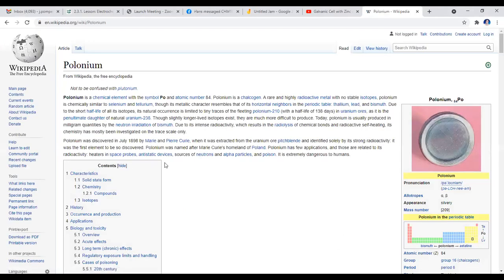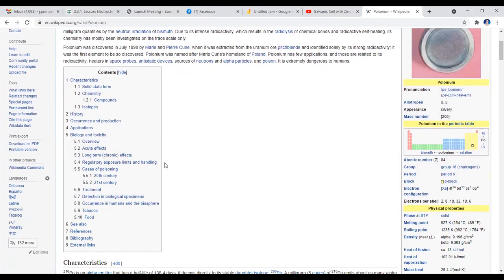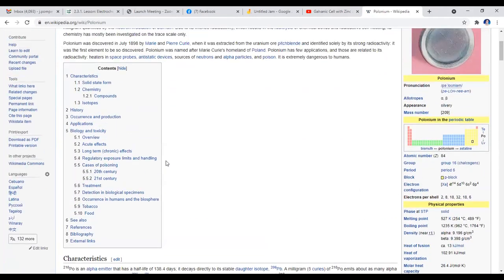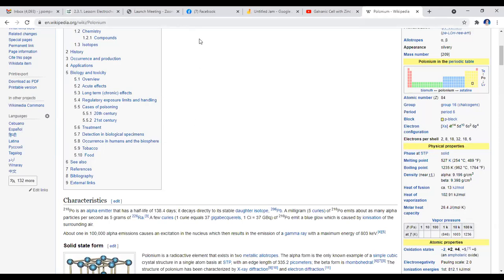Its symbol, is it really named polonium? Polonium is Po. Yeah. Okay, so it's Po. Just want to make sure because this is being recorded. Okay, where was I? Here.